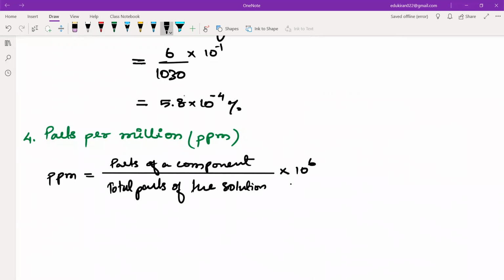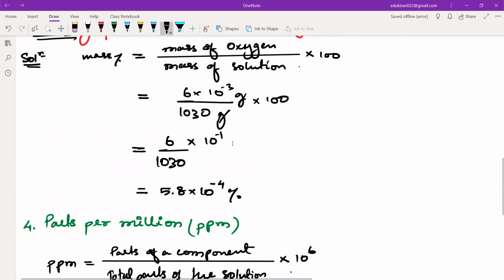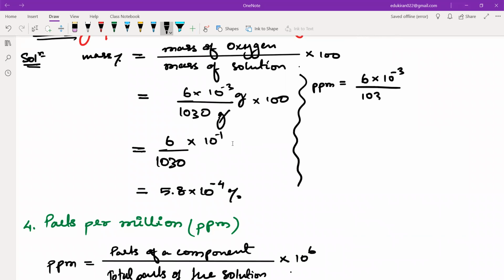Now we're using the same formula for ppm, and we will be calculating the ppm for oxygen. So ppm will be equal to 6 into 10 to the power minus 3 divided by 1030. This is the mass of parts; parts can be mass or volume, both. So there is no restriction here.